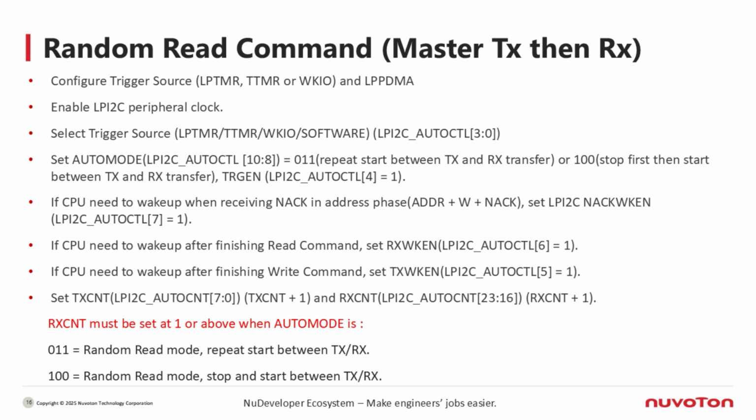Finally, set the data length for transmission and reception. TXCNT specifies the length of the register address to write, and you should set it to 1 less than the total number of bytes you want to send. RxCNT specifies how many bytes to read, and it also should be set to 1 less than the total. One important note, in random read mode, RxCNT must be at least 1. Otherwise, the flow won't execute correctly and the data won't be received properly.